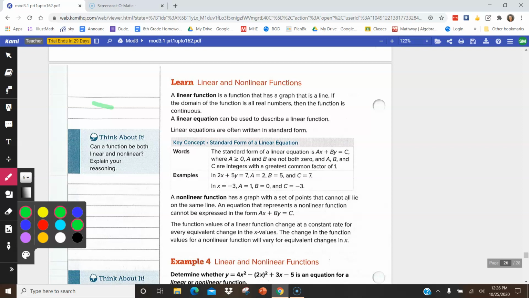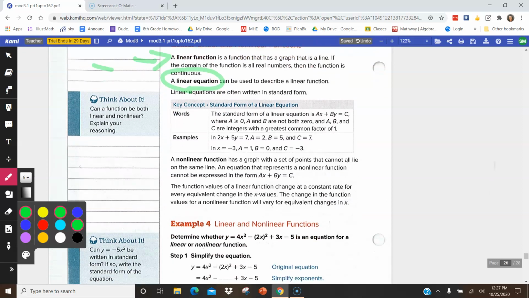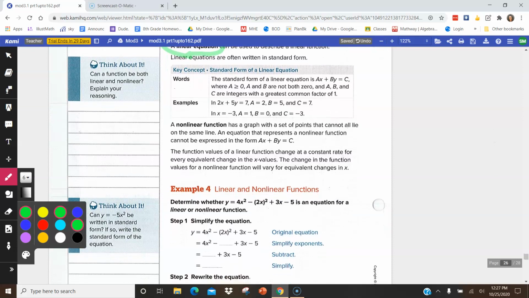Okay, here we go. Important to note the linear function has a graph that's a line. We've been doing that all the way along. They call the term linear equation to describe the type of equation that makes a linear function. When we have our ax plus by equals c, like 3x plus 2y equals 15, you get to graph that. That's in standard form. Slope-intercept form is y equals mx plus b. You can rewrite that in standard form.